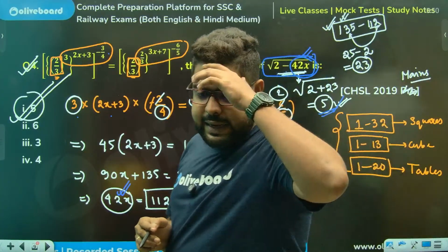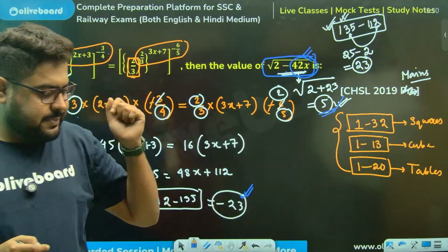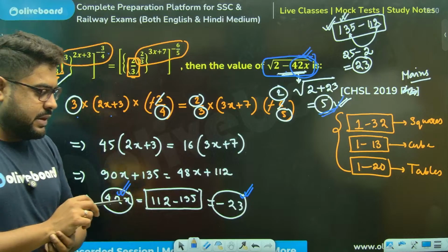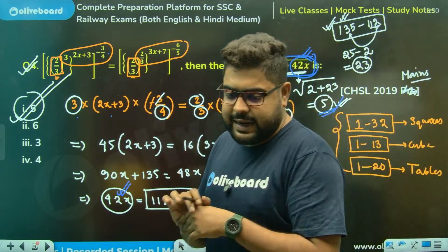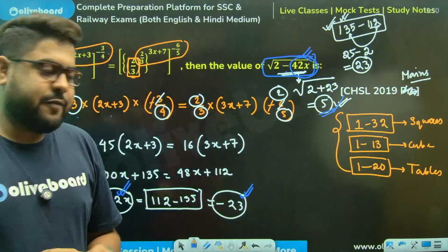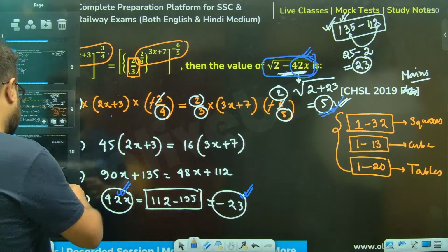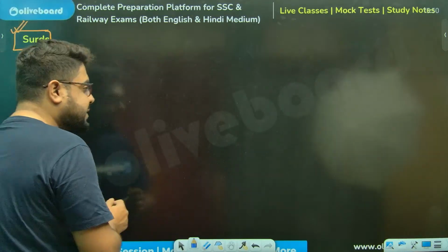Clear, Rahul? Clear, brother? Clear, everyone? Rahul? Anyone? Please tell. 100% clear? Perfect. Chal.